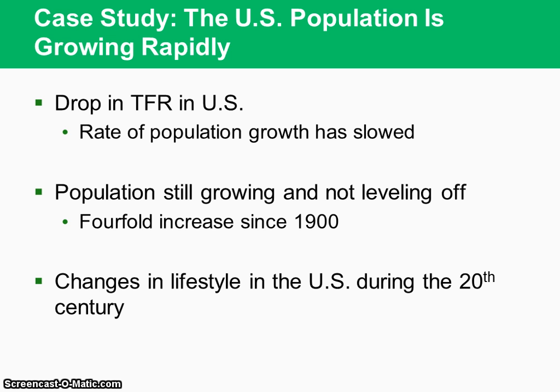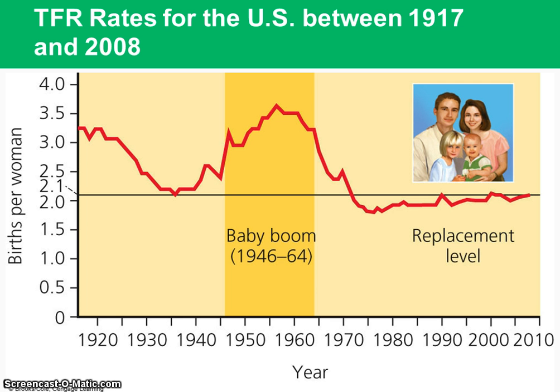And changes in lifestyle in the US during the 20th century have presented a major part of this. Again, we talk about suburbanization, we talk about growing immigrant populations, immigrant with an I. And so our population growth here is based largely on that, because again, our fertility rate is dropping, but our immigration rate is not.